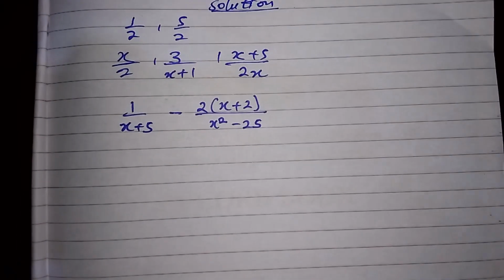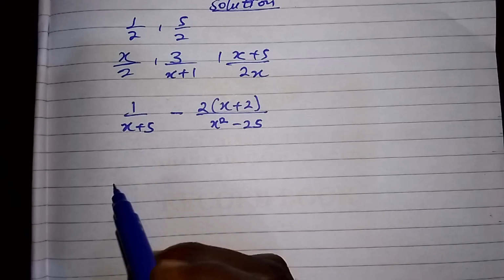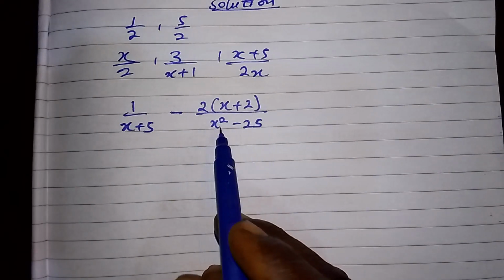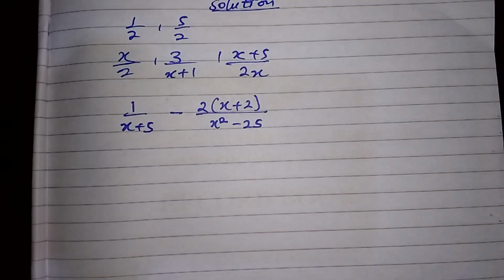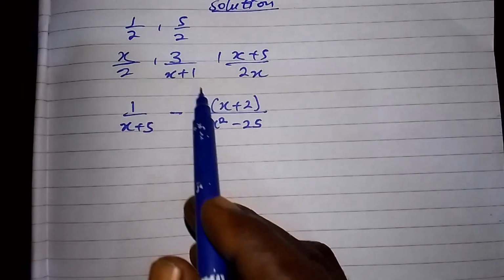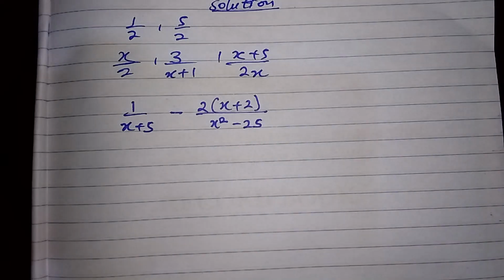In this expression, I have 1 over x plus 5 minus 2 into bracket x plus 2 all over x squared minus 25. So we need to go ahead and find the LCM because we are dealing with subtraction here. But before we find the LCM, let's take note of something. In the second part, which is 2 into bracket x plus 2 all over x squared minus 25, we can do something here.